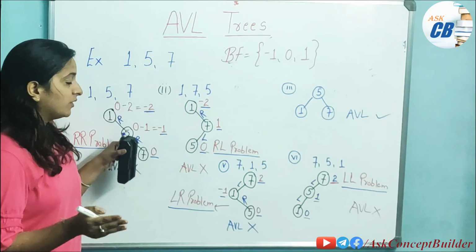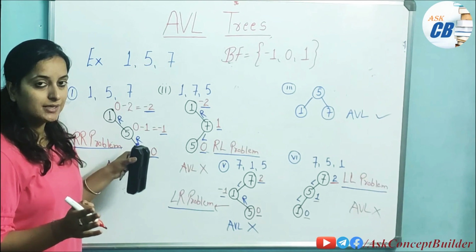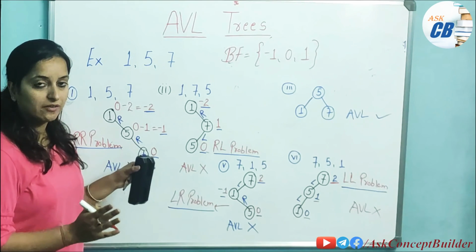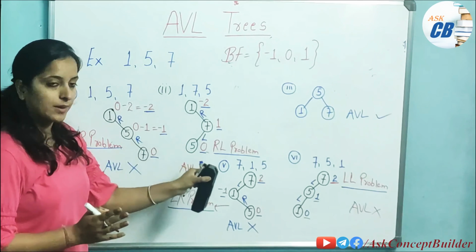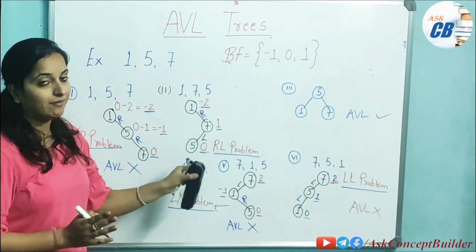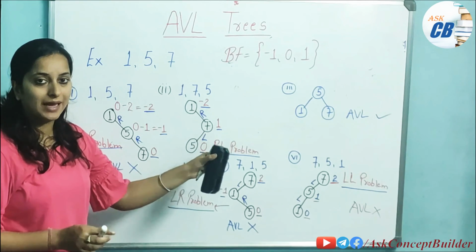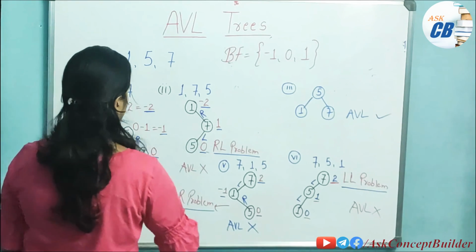Because of these problems your tree is not getting balanced. Now we have to solve these problems so that our tree will become a balanced AVL tree. So we will discuss all four types of problem one by one, and we will see the solution also, so that the tree will become balanced.